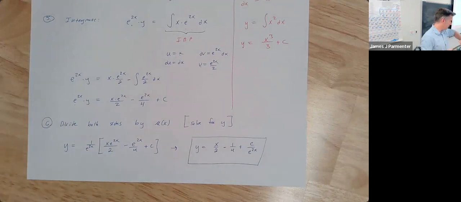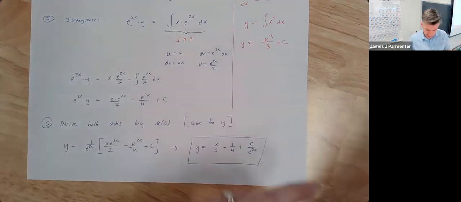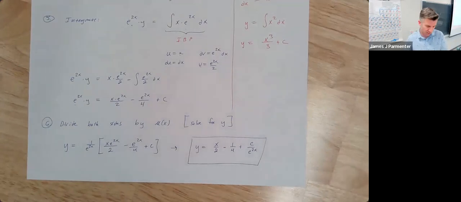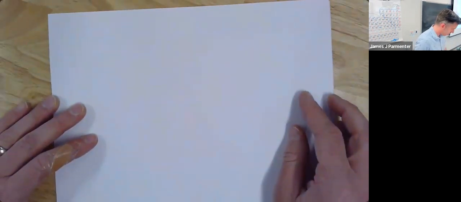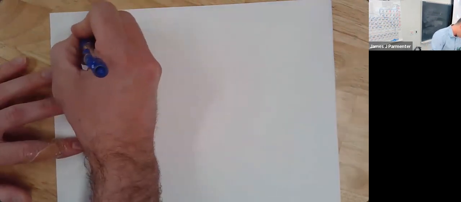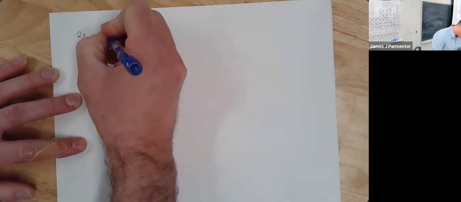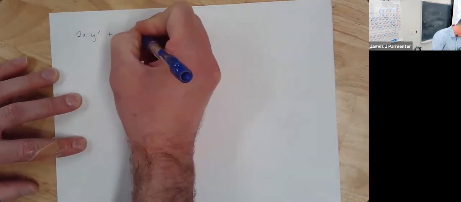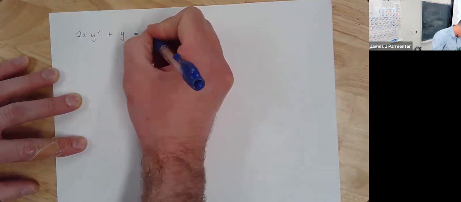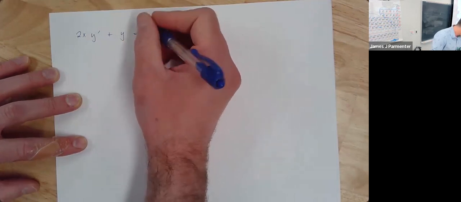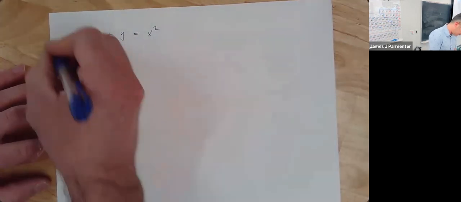Let's look at another example. We've got time for at least one more. Let's look at an example where we have to do a little bit of work first. So let's say our initial example was something like 2x y prime plus y equal to x squared. That's kind of boring, that's fine.